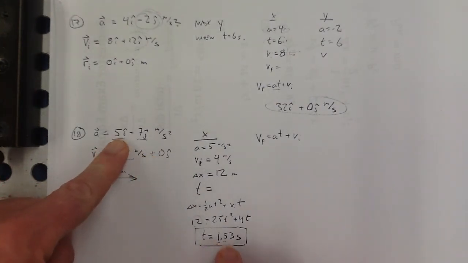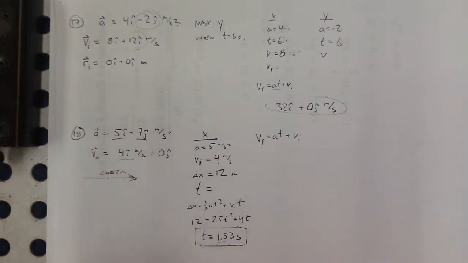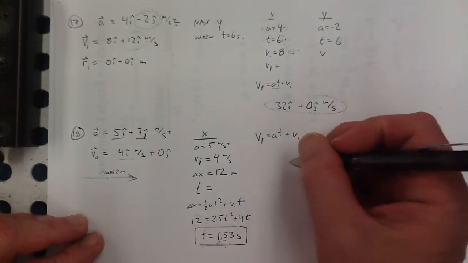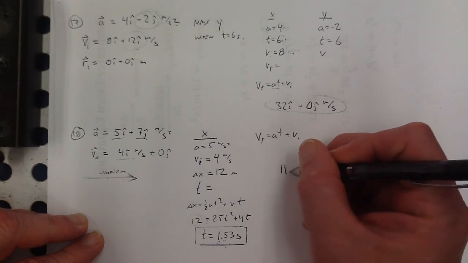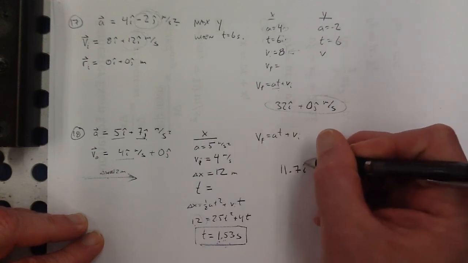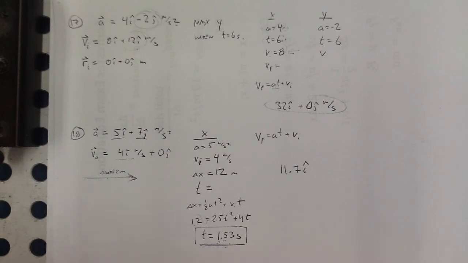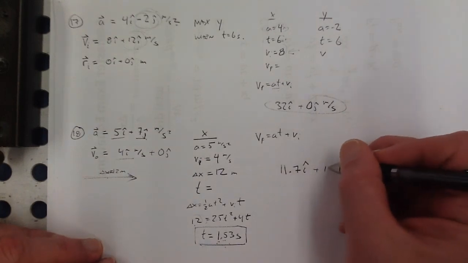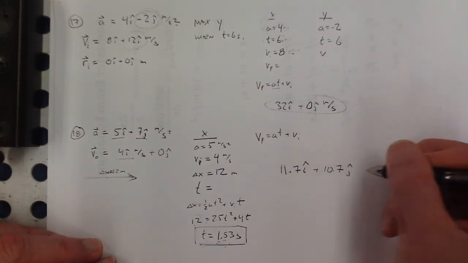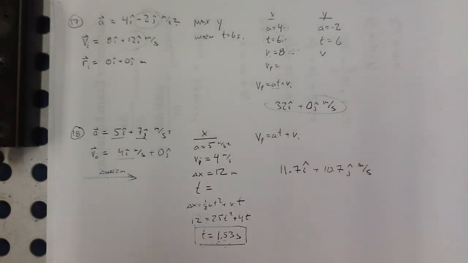So there's my acceleration times time plus initial velocity in the x direction. Let me do that. 5 times 1.53 plus 4. Now that's 11.7 i. And then in the j direction, I have 7 times that, plus 0. Right, 7 times that plus 0 is about 10.7 j. So that's the answer, but that's in component form, and they want magnitude and direction.